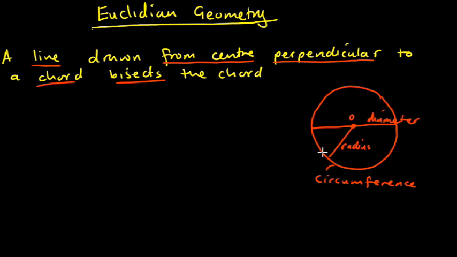Now, we can see that if there are two radii, which means radius and radius, they can form a little pie here. This little pie is known as sector. And the distance of the circumference only in that region is called arc.